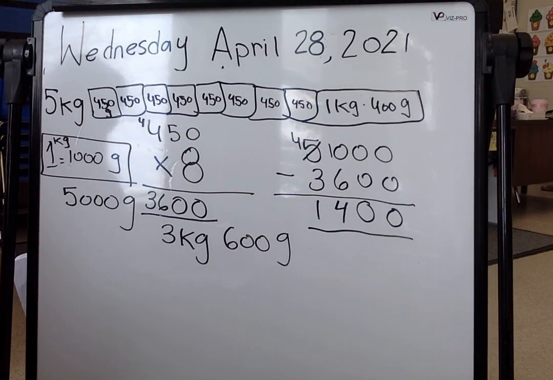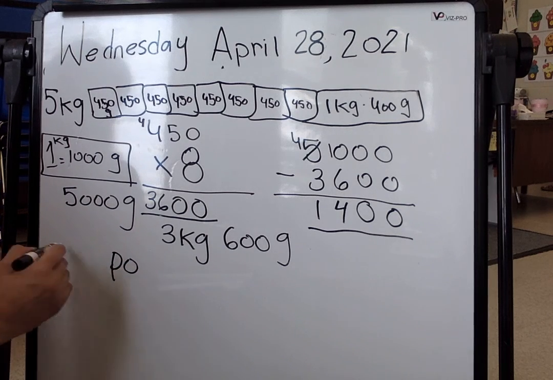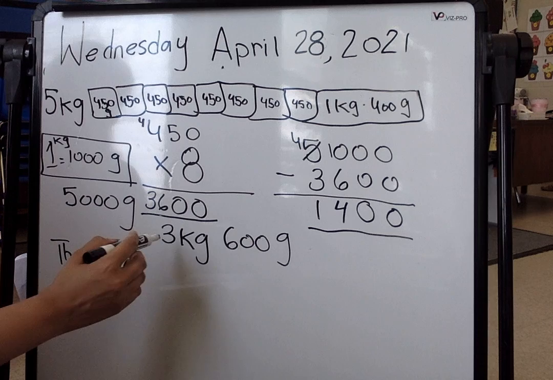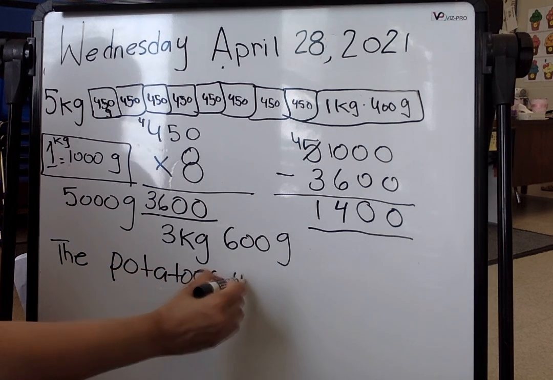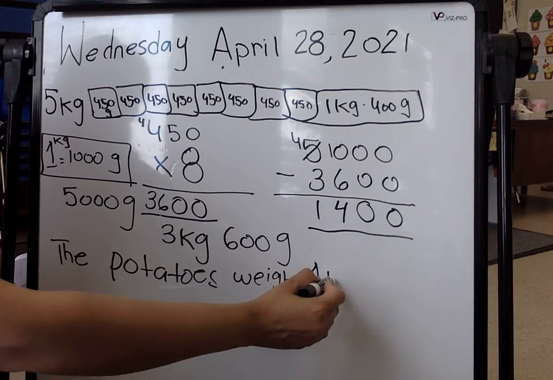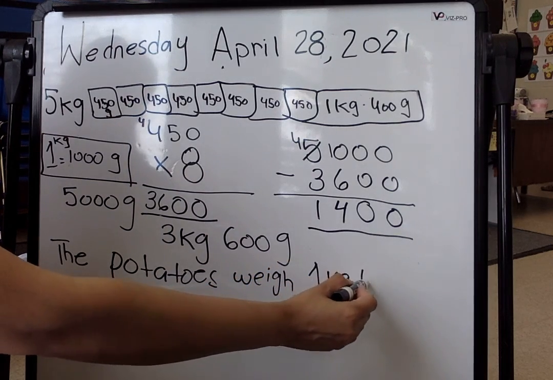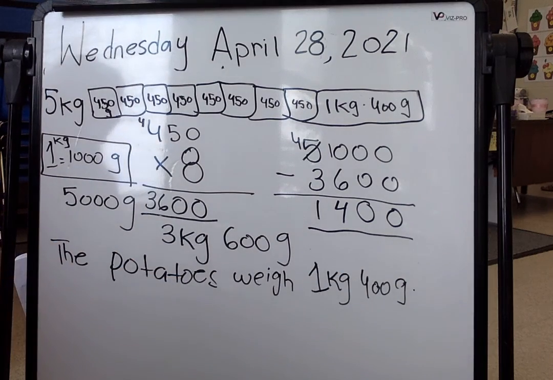So, what would be your sentence? The potatoes weigh 1 kg and 400 gram. There we go.